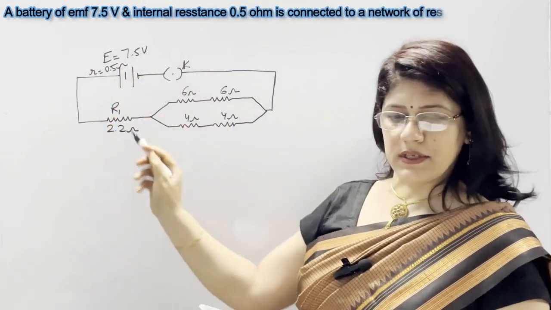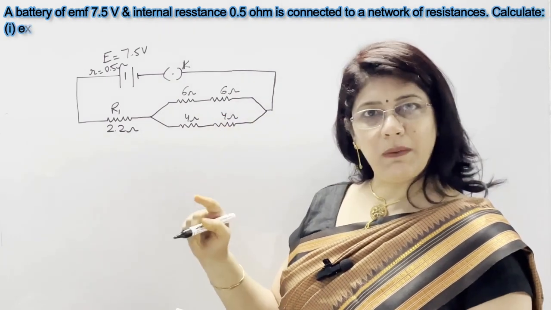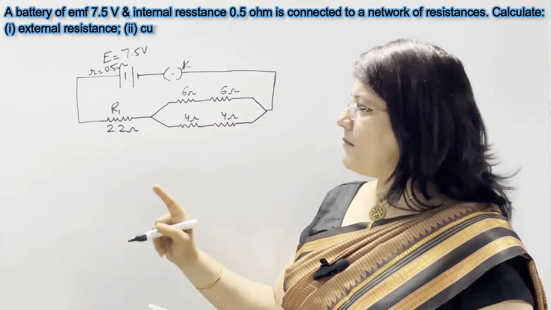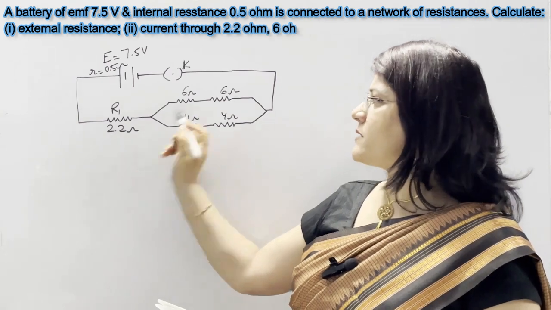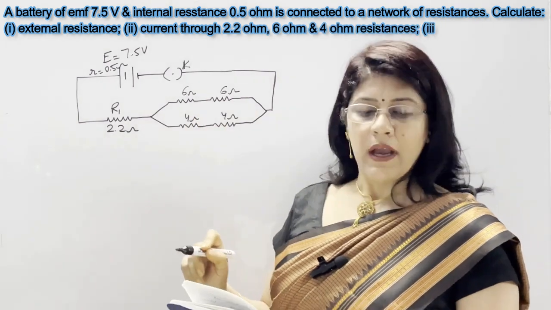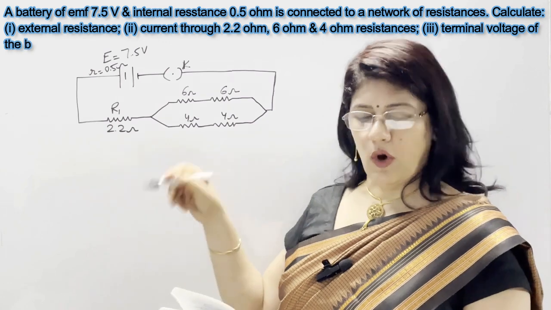Our second numerical is: a battery of EMF 7.5 volt and internal resistance 0.5 ohm is connected to a network of resistances. Calculate, in the first part, the external resistance; in the second part, the current through the 2.2 ohm resistor and the 6 ohm and 4 ohm resistances; and then in the third part, the terminal voltage of the battery.